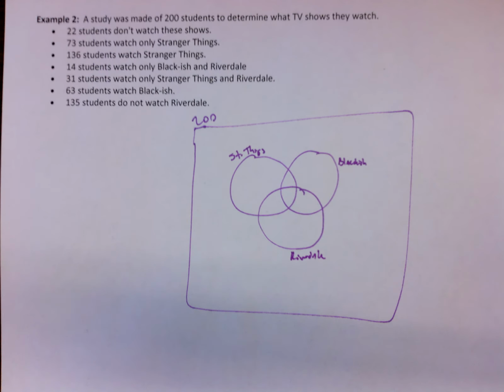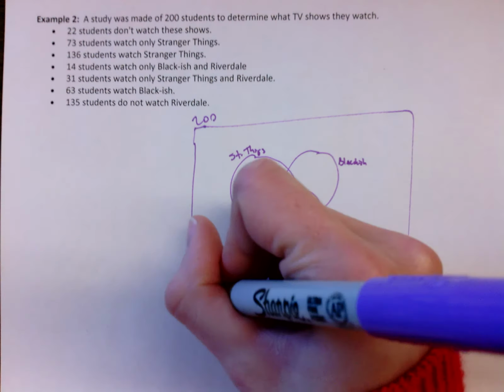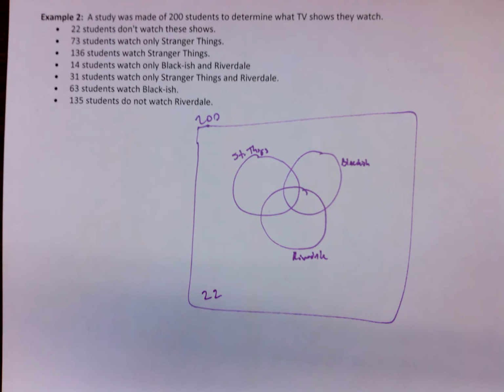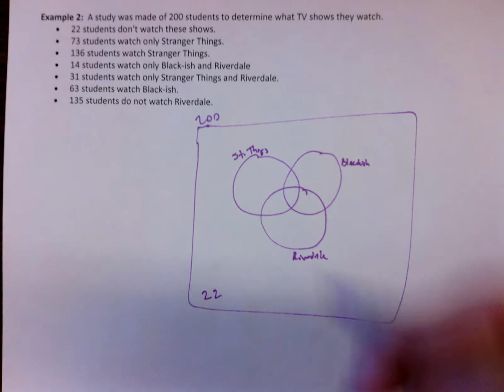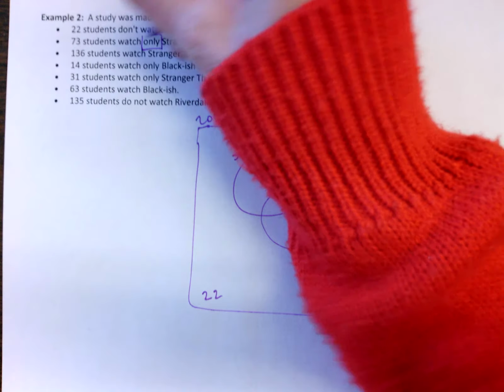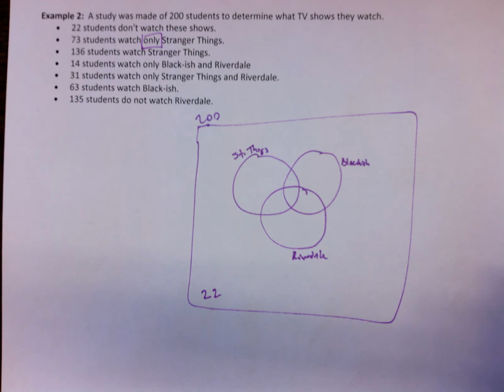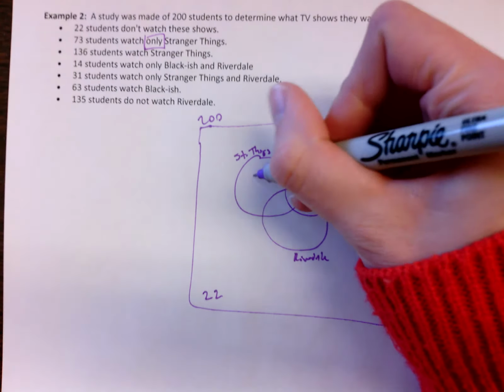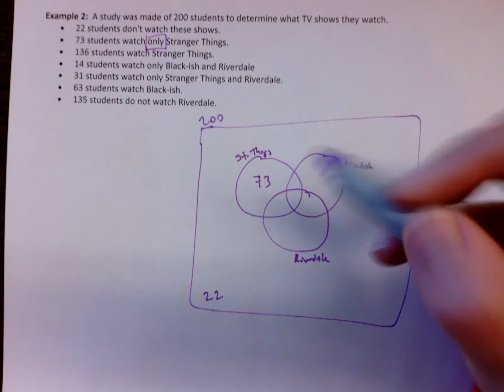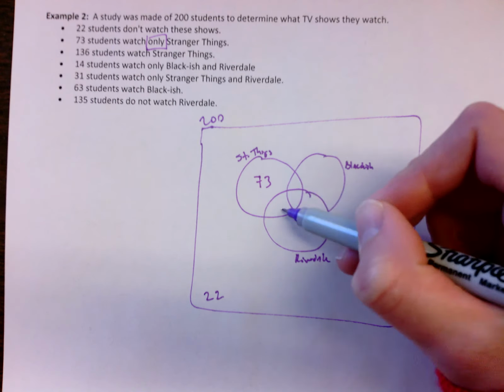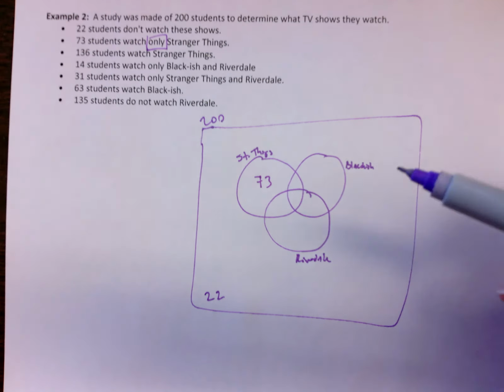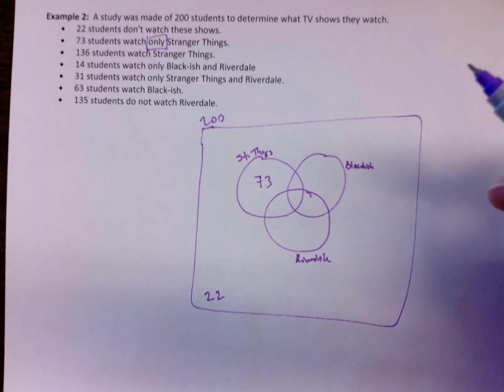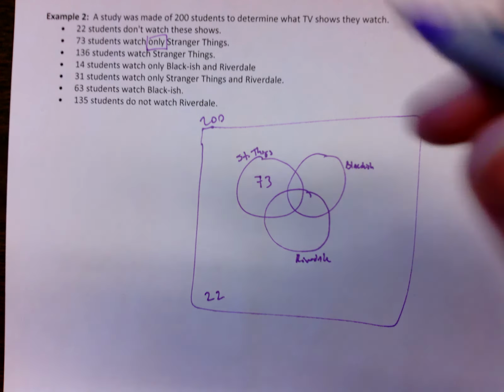We're going to go through. So 22 students don't watch any of these shows. I'm going to put those guys down here. They don't watch anything. All right, 73 students watch only Stranger Things. That's an important key word. If they only watch Stranger Things, that means they have to be in this section. Because if they were in any of these, you couldn't say that they only watched that show, because they'd be watching something else too. Cool, so that was helpful.